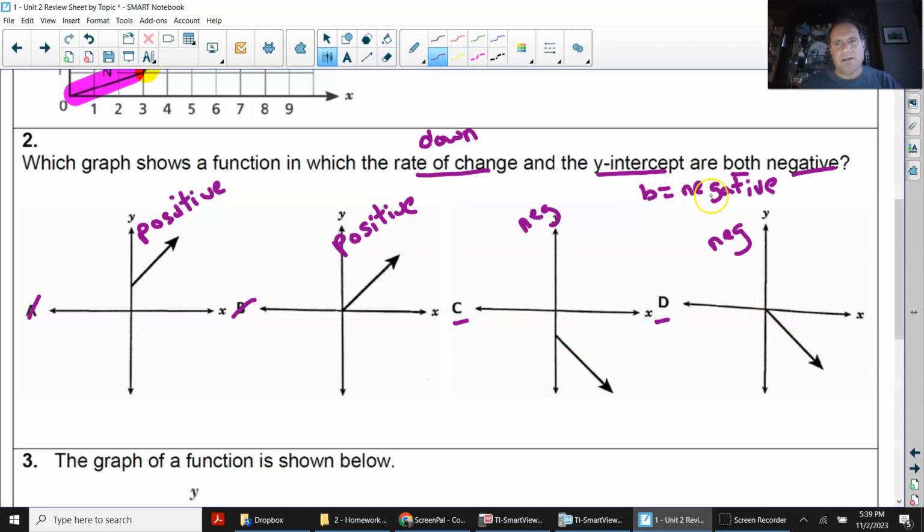And there's one y-intercept that's negative. This is 0. The y-intercept is 0 here. So this y-intercept is negative. So that's your answer. C.